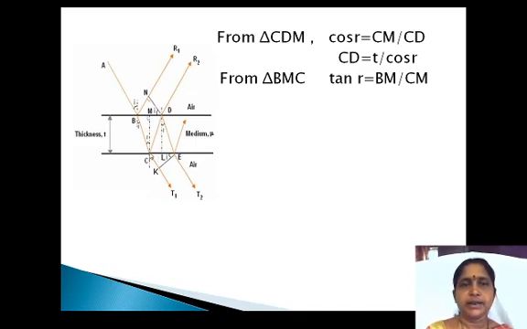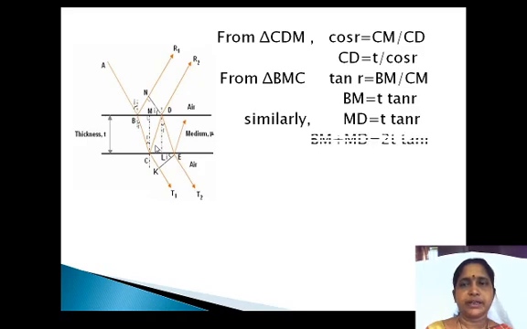In triangle BMC, tan R is equal to BM by CM. BM is equal to T tan R. Similarly, MD also is T tan R. So BM plus MD is equal to 2T tan R.